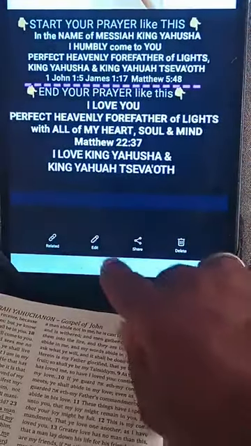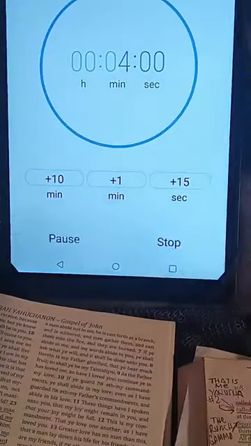So we're going to pray together as a group for 4 minutes. You can start your prayer.